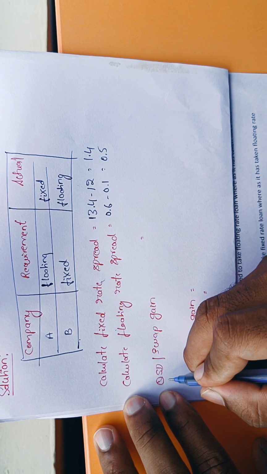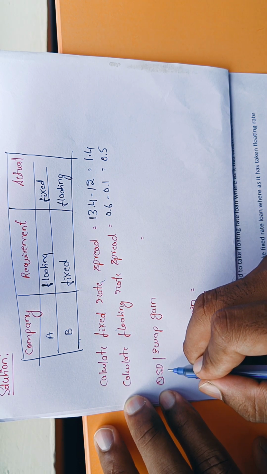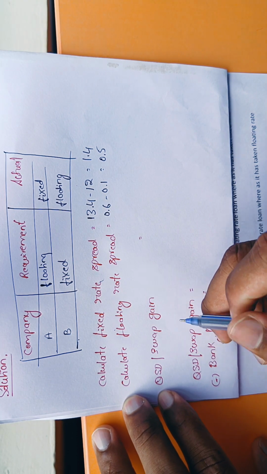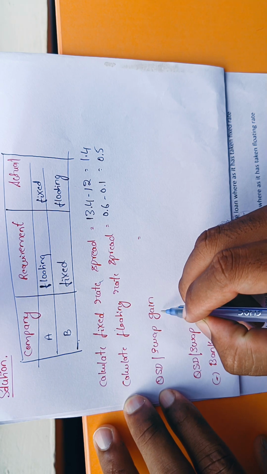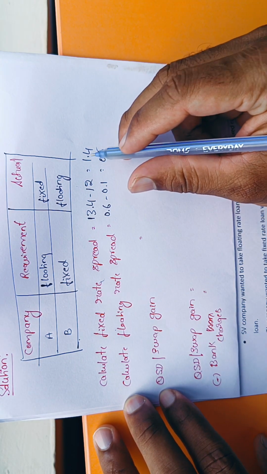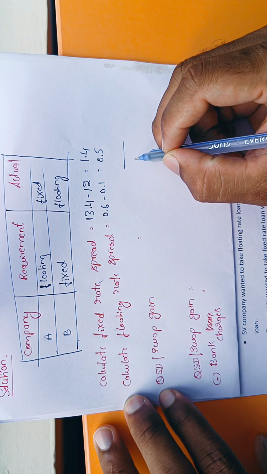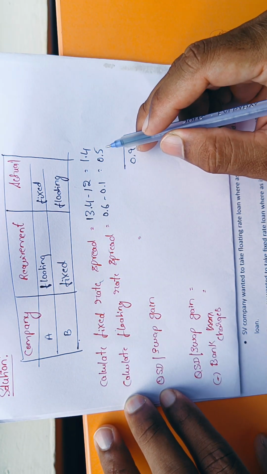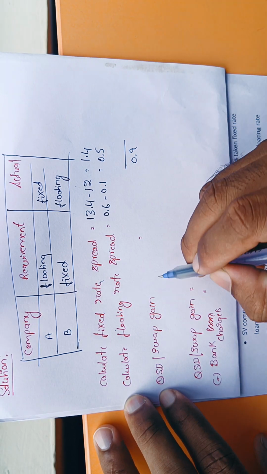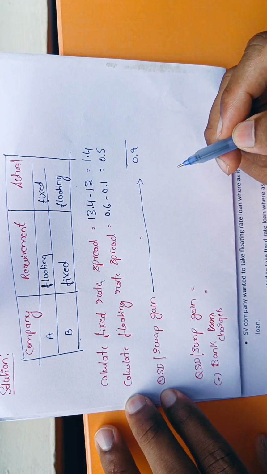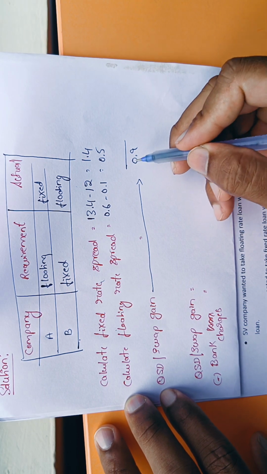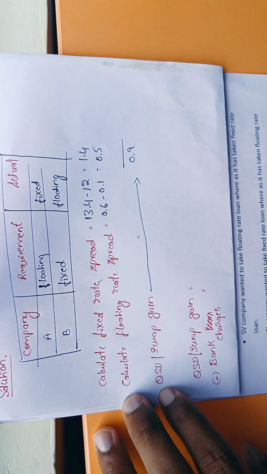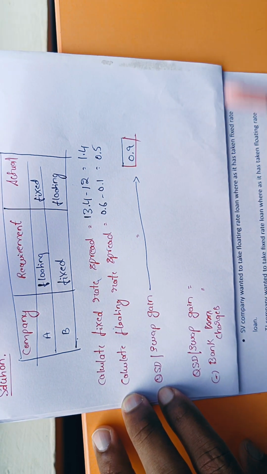QSD is nothing but quality standard differential, or the swap gain. How we will get the swap gain? Deducting 1.4 minus 0.5, we will get swap gain of 0.9. This is clear. 1.4 minus 0.5 equals 0.9. This is nothing but QSD or swap gain. We got 0.9. This is swap gain.